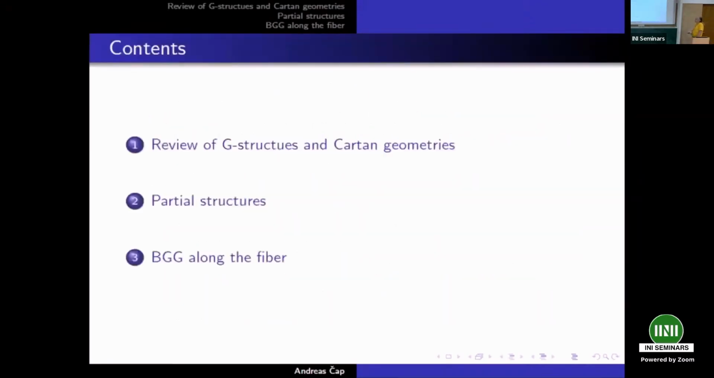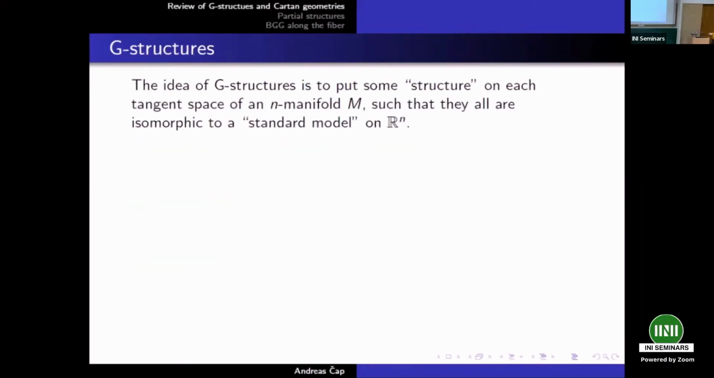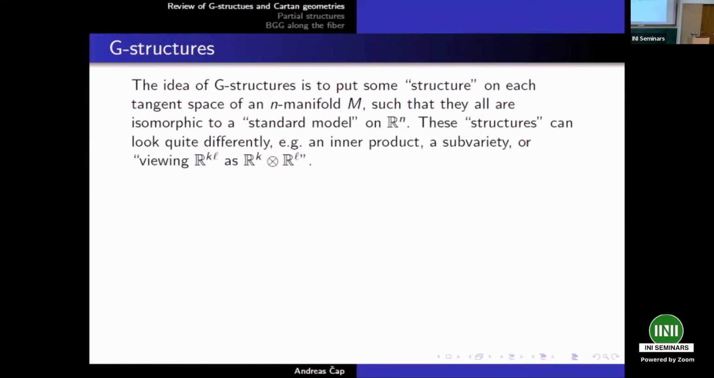All right. So as I said, most of my talk will be this review of G-structures and Cartan geometries. So let's get started with that. So the idea of a G-structure is very easy. You just try to put some kind of structure, in quotation marks, on each tangent space of a manifold in such a way that all these structures are isomorphic to some standard structure. So say, for example, if you put a non-degenerate bilinear form on each tangent space, you want all these forms to have the same signature. You don't want degeneracy or something like that. So you have a standard model on Rn.